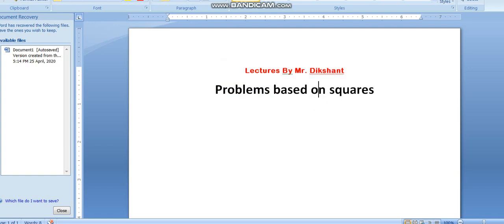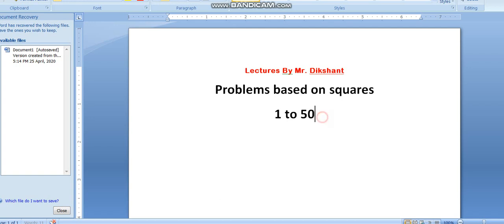I'm planning to make videos on tricks in maths, and these are the basic tricks whenever we attempt any examinations. So these are essential things. For exams like CSET, SSC and banking, these tricks can help you in the calculation. My name is Dikshant, and today I'm discussing the problem based on squares. In this video lecture we will discuss how to find the squares nearby 1 to 50.